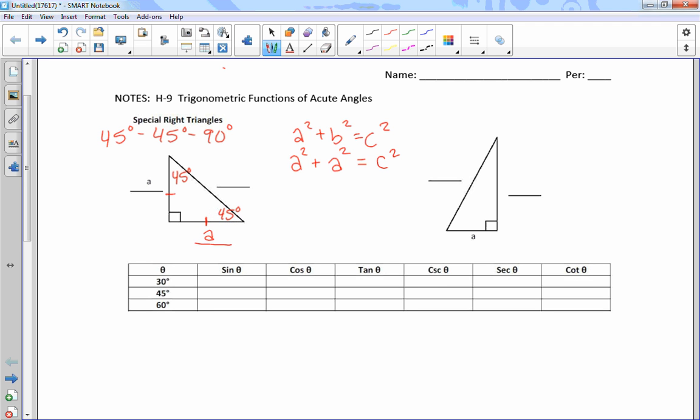What's A squared plus A squared? We're not multiplying. We're just adding A squared plus A squared. Yep, there's two of them. 2A squared equals C squared. So we want to know the hypotenuse, which is just C. How do we find just C? Square root, exactly. Square root cancels out the square, so we have just C.